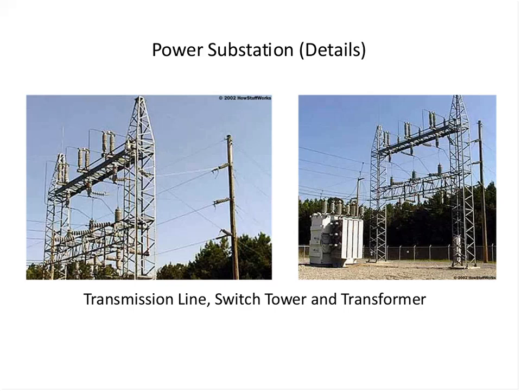The transformer will take you down from a few hundred thousand volts to a few thousand volts. That's the purpose of the transformer. In some cases, depending on what the application is, they may not bring it down as far as is needed for residential, for instance, and I showed that to you in a previous diagram. So you have the switch tower, you have the transformer, and you have the transmission line.